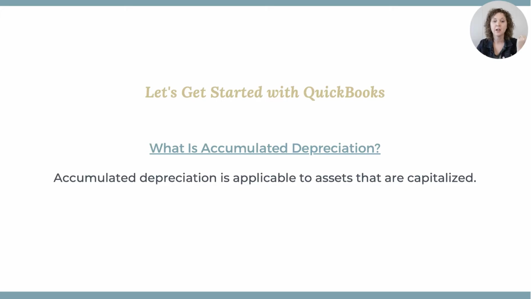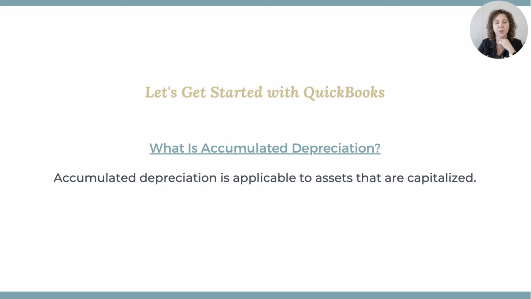Let me know if you're here live. You are going to need to create 2 main accounts. So the first one is accumulated depreciation. What is accumulated depreciation? Now we're going to talk about it in simplistic terms, which is you depreciate it over time and it accumulates over the years. That's what's called accumulated depreciation.